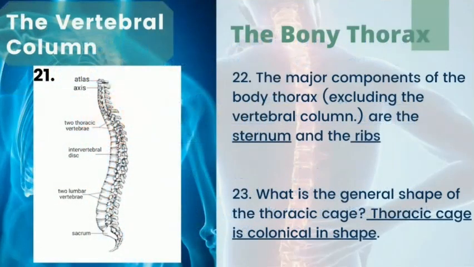So number 21 here, shown on the upper part, we have atlas, axis, then the two thoracic vertebrae. Then on the middle part here we can see the intervertebral disc. Next is the two lumbar vertebrae and the sacrum. 22. The major components of the bony thorax, excluding the vertebral column, are the sternum and the ribs. 23. What is the general shape of the thoracic cage? So the thoracic cage is conical in shape.